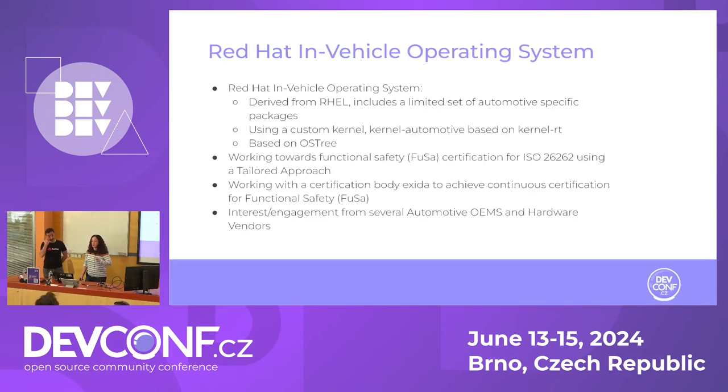So if you're not familiar, Red Hat is trying to build an operating system that will run in the vehicle, an in-vehicle operating system, but we need to do it safely. So we want to be able to certify it against a standard called ISO 26262. It is derived from RHEL, so it includes all of the same RPMs we're inheriting from RHEL. It does have some automotive-specific RPMs, one of them being the kernel automotive RPM, which is based on the RT kernel, and a few others that are related to setting up the isolation between the safety scope and the non-safety scope, and is based on OSTree environment.